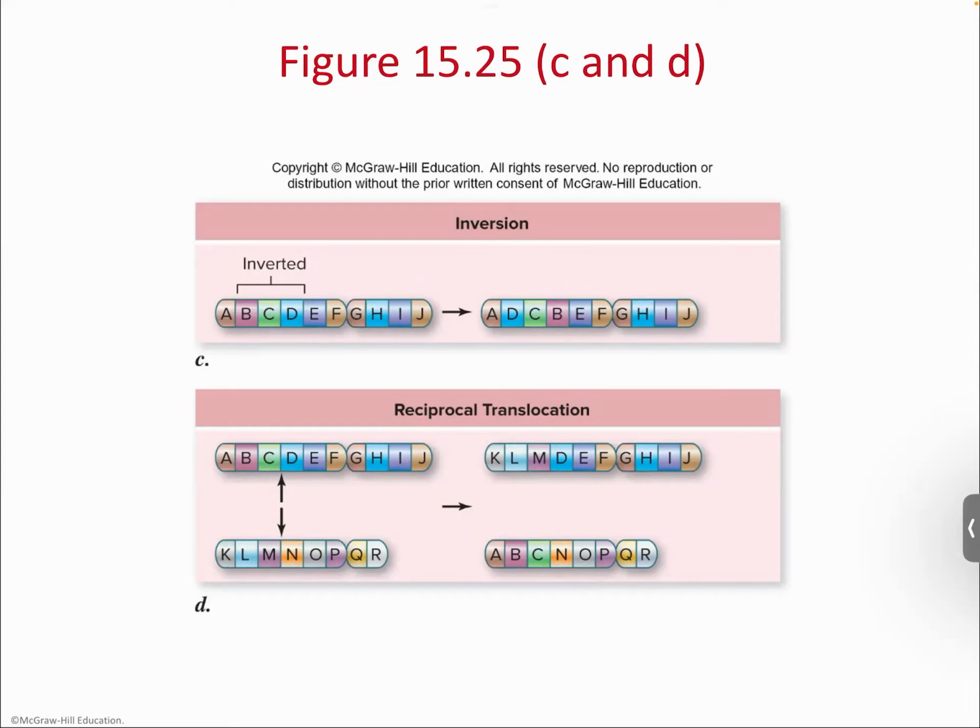So what about an inversion? In this particular case, we're going to be cutting out B, C, and D, spinning it around and putting it back in, right? So here you can see you've got A, and then B, C, and D is backward now. And you have E, F, G, H, I, J.